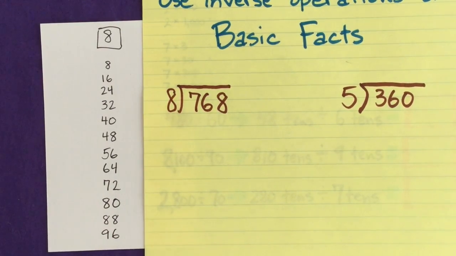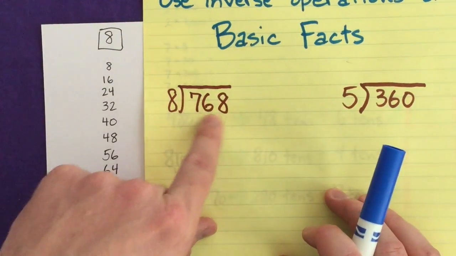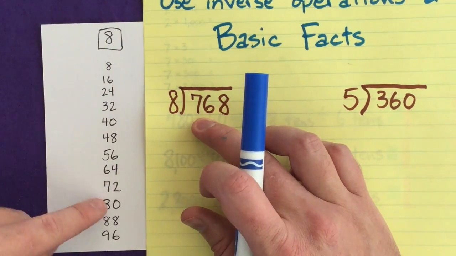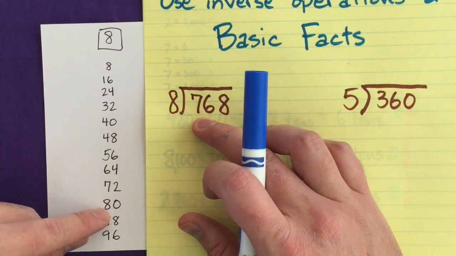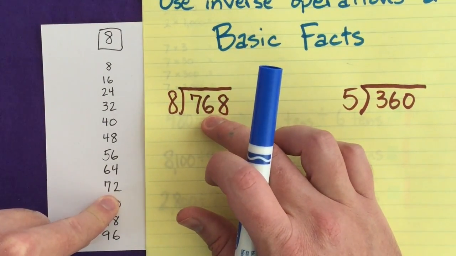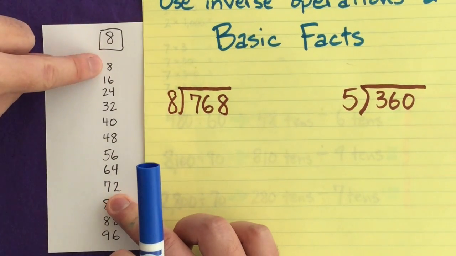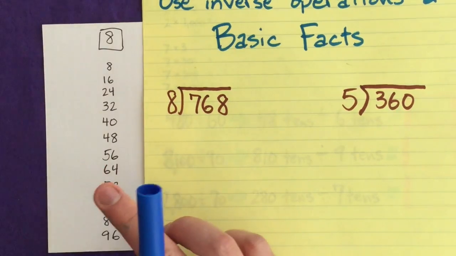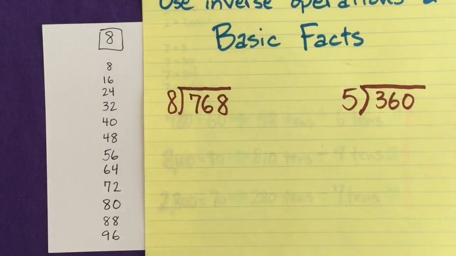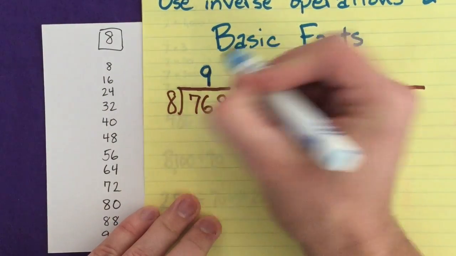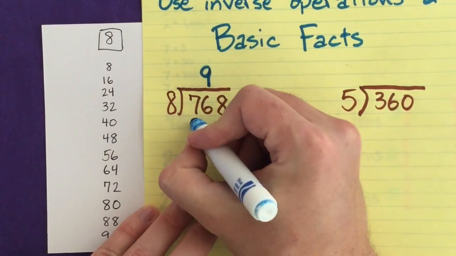Basically what we need to think is, can we just simply fit any of these multiples into this number? Do they appear there? Well, let's think. 76, no, 76 isn't on here. 80 is too big, but 72 would fit into 76. So let's just think. 8 times what makes 72? 1, 2, 3, 4, 5, 6, 7, 8, 9. 8 times 9 makes 72. So we know that in this 76, we can fit 9 groups of 8. That would be 72.